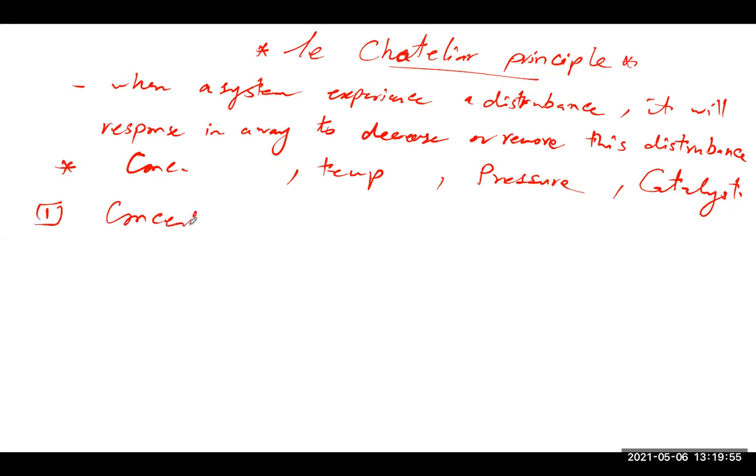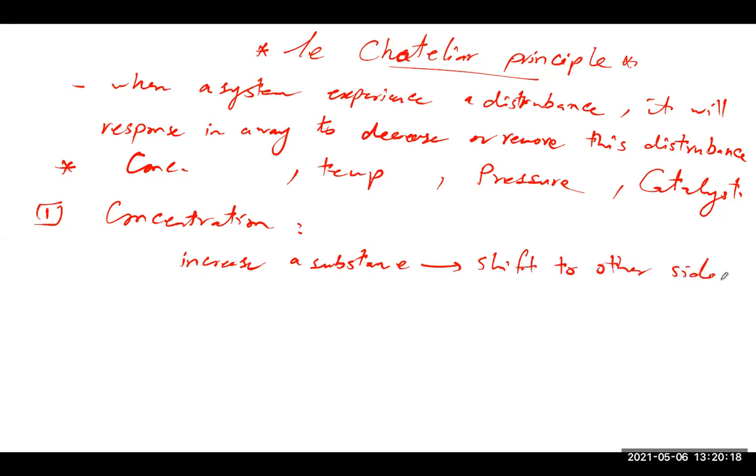If we change the concentration of a reactant or a product, what will happen? We have a rule you need to apply. First, if you increase a substance, the reaction will be shifted to the other side. When you increase one side, the reaction shifts to the other side. And if you decrease a substance, it will shift to the same side. I will now explain what shift means.